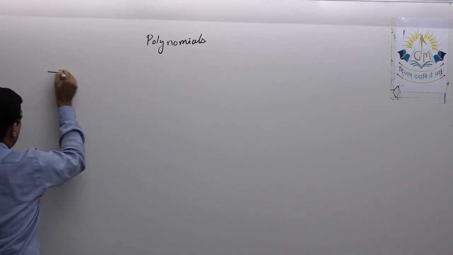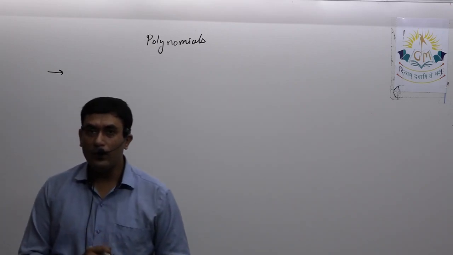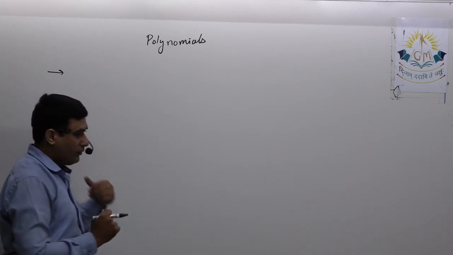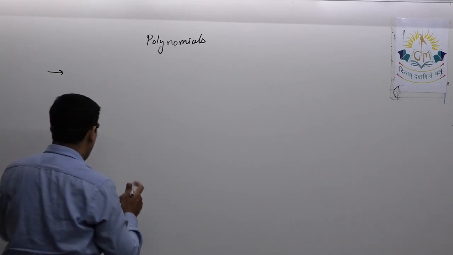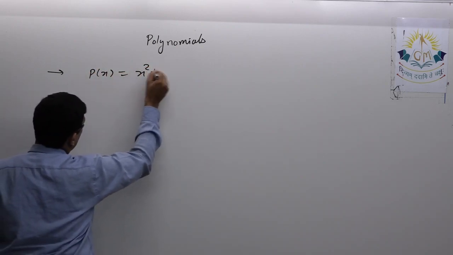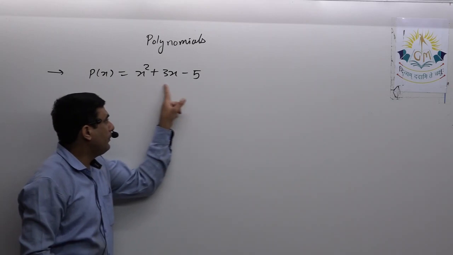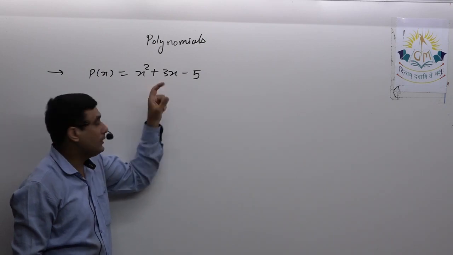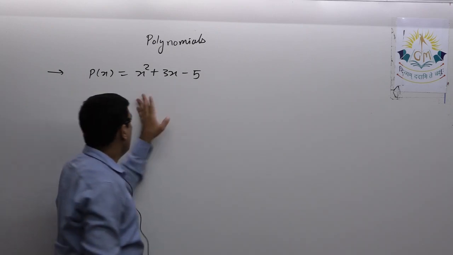The very first thing: in any algebraic expression, the variable should be in the numerator, and its power or exponent should be a whole number. For example, if I write p(x) = x^2 + 3x - 5, I'll say this is a polynomial because, first of all, the variable is in the numerator. Second, the power of the variable is a whole number. Then we'll say it's a polynomial.